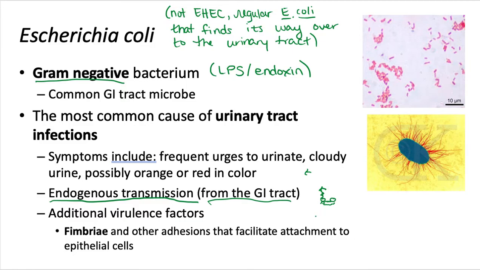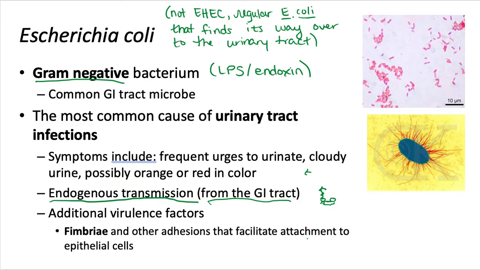So urinary tract infections are not sexually transmitted infections, but they often will occur after sex because of the mixing of the microbes that occur between the anus and the urethra. So one reason that females are more prone to urinary tract infections than males is because there's a greater distance between the anus and the urethra in males versus females.